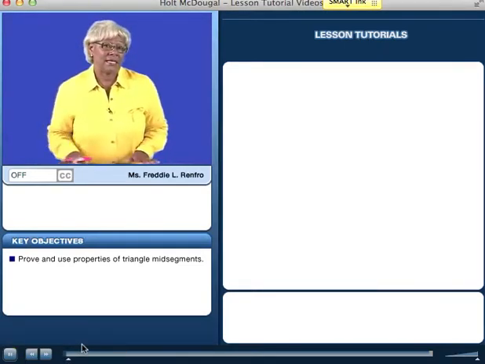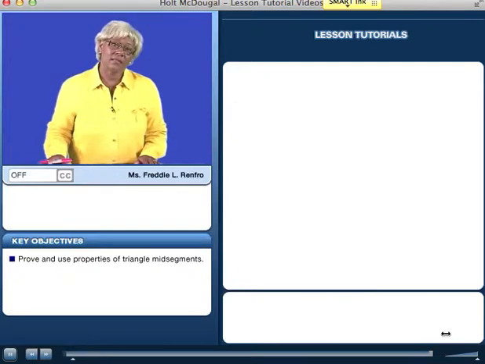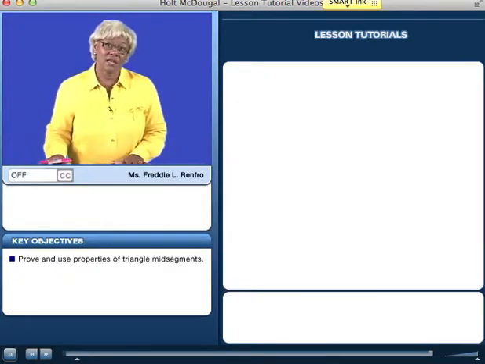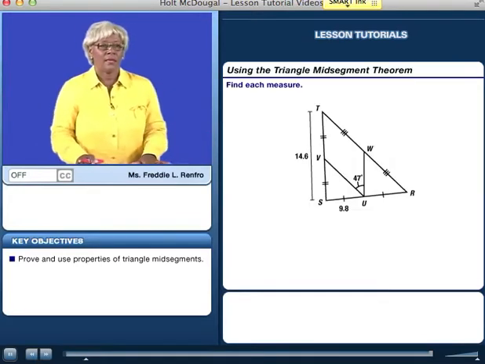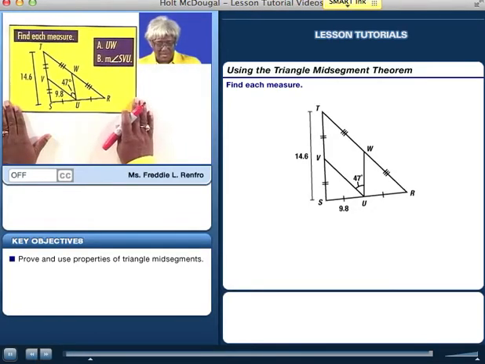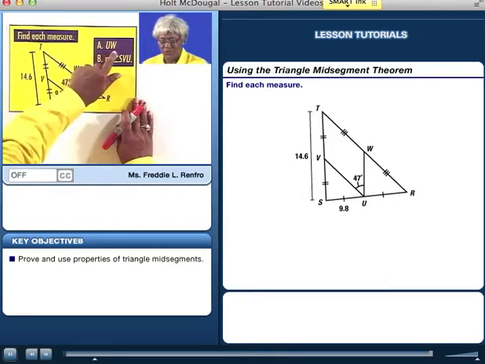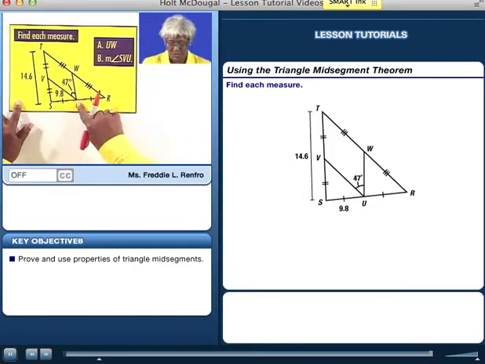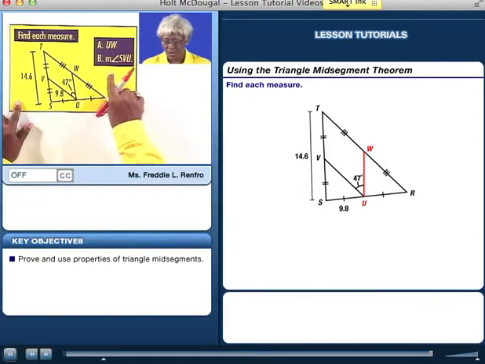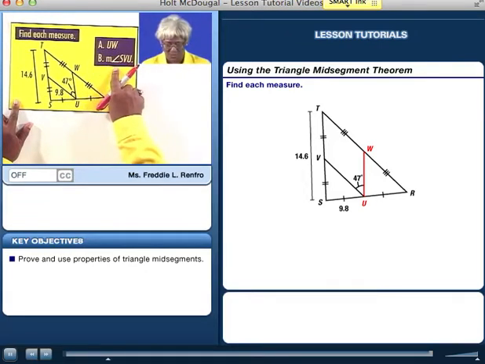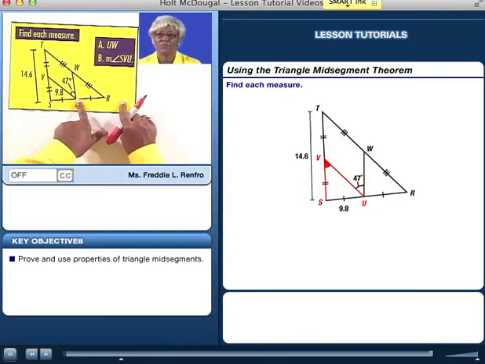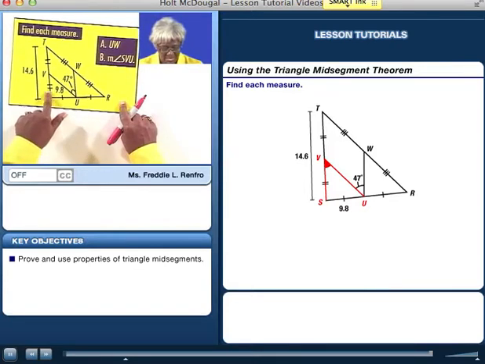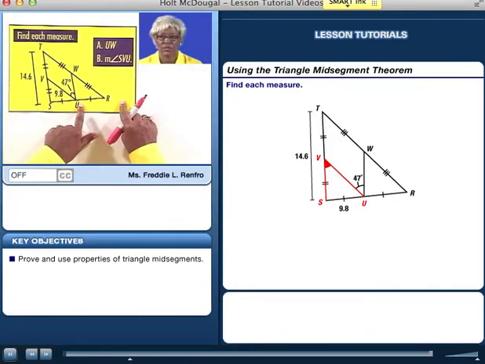Let's look at an example problem that involves finding the measure of the midsegment of a triangle. In this problem, we're being asked to find the measure of UW, here's UW, and also the measure of angle SVU.